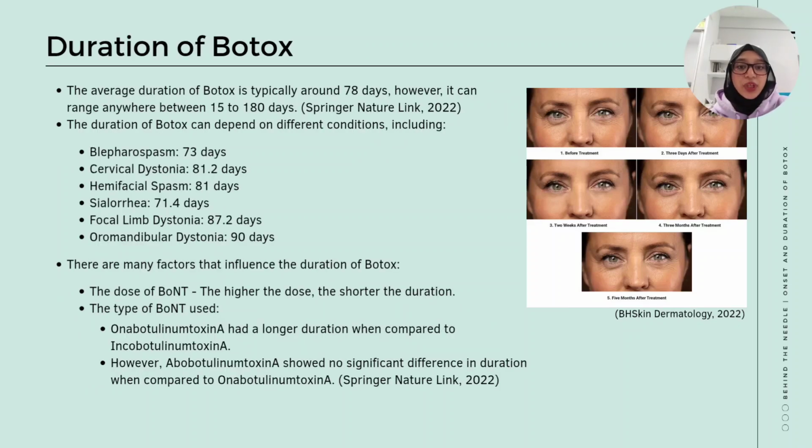The duration of Botox is typically around 78 days. However, it can range anywhere between 15 to 180 days. The duration of Botox can depend on different conditions. There are many factors that influence the duration of Botox, for example, the dose and type of Botox.